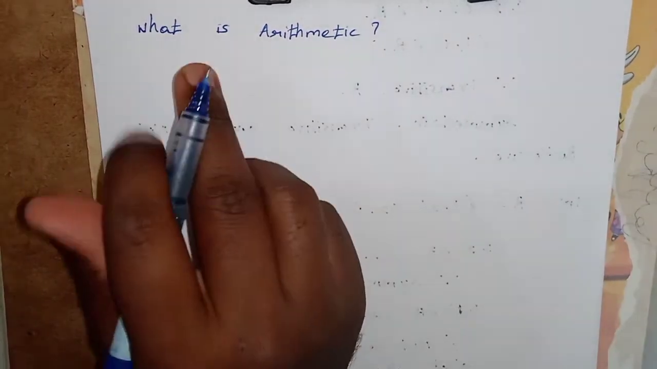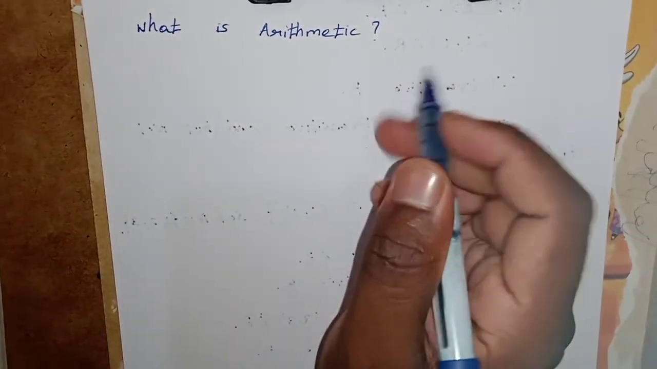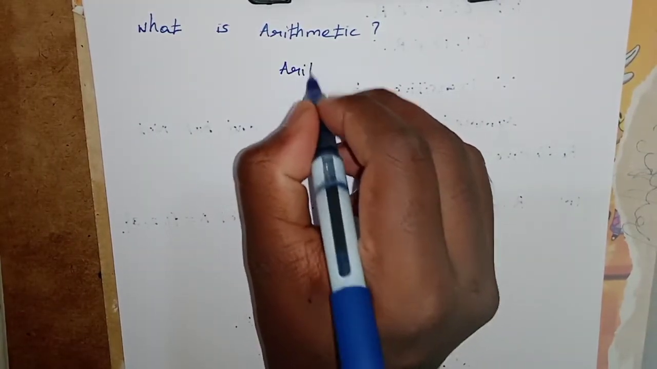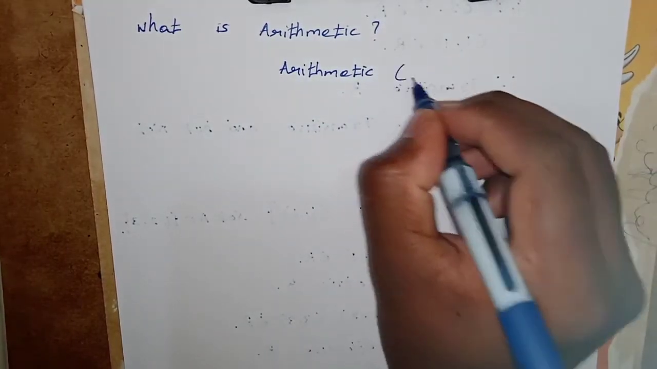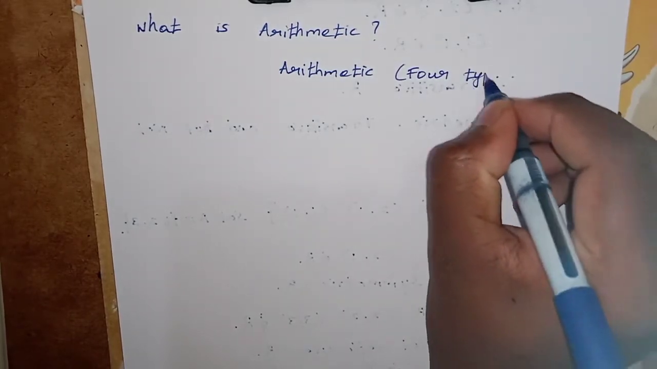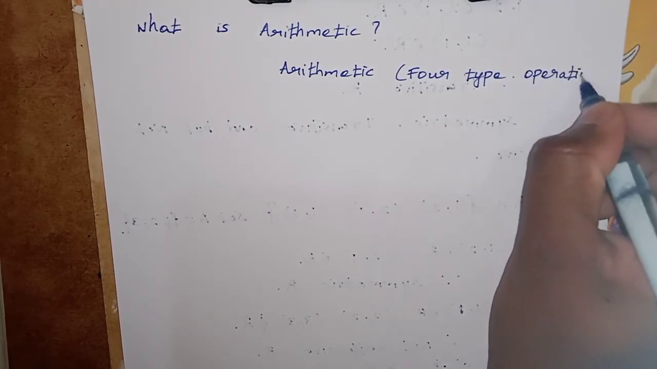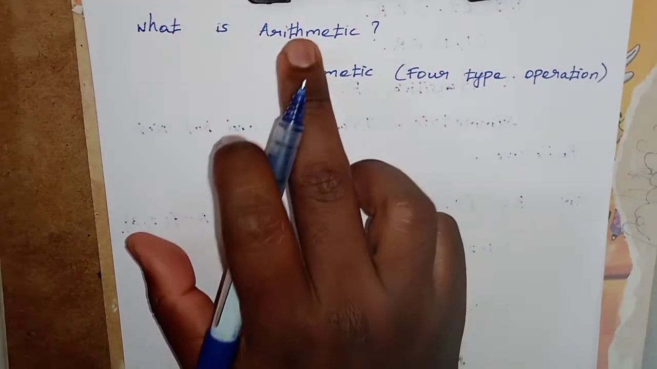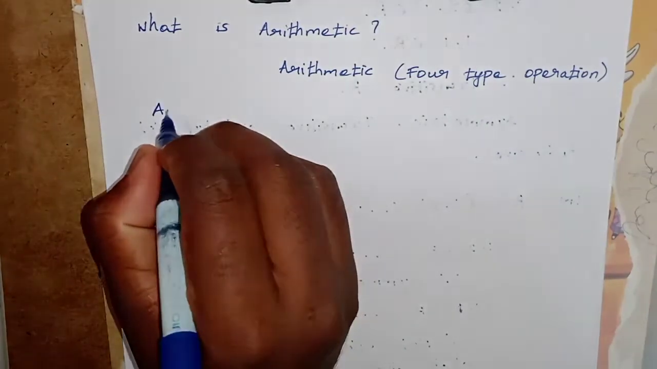Today we are going to see what arithmetic is. Arithmetic means four types of operation. These are the basic operations for arithmetic. First, addition.